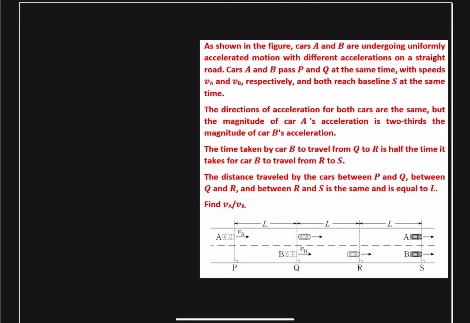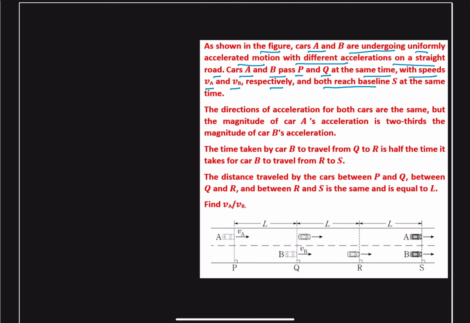As shown in figure, cars A and B are undergoing uniformly accelerated motion with different acceleration on a straight road. Car A and B pass P and Q at the same time with speeds VA and VB respectively. Both reach baseline S at the same time.